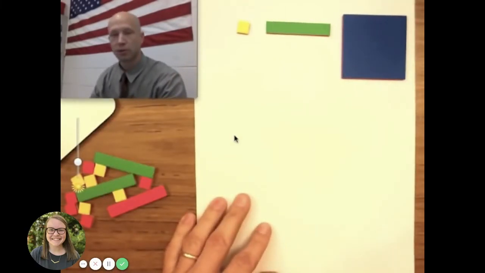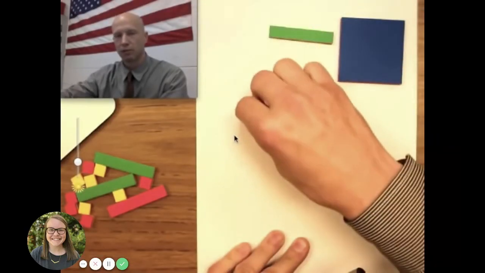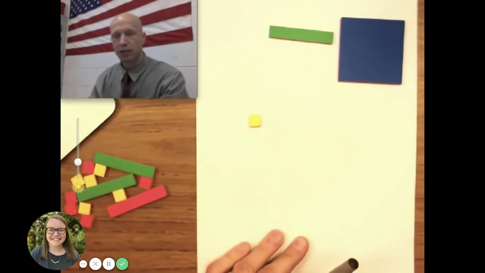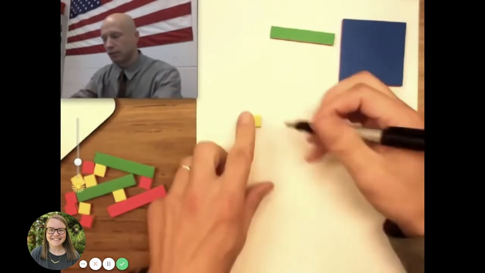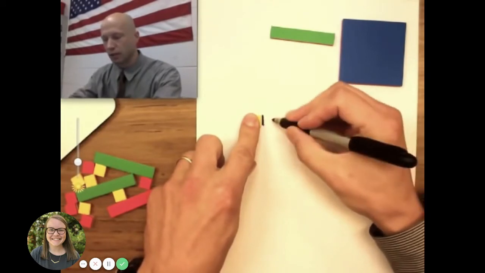Now what we have is 3 different algebra tiles. They're colored on one side and they're red on the other. They're each red on the other side to indicate negative numbers. We're going to start with the little yellow square. Now all of this is based on an area model. So if we look at the area of this square, we're going to agree that the length of this square is 1 unit long.